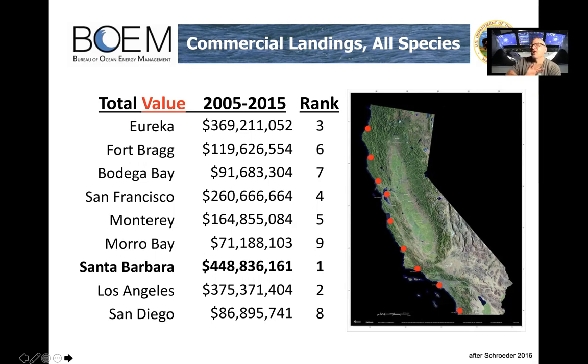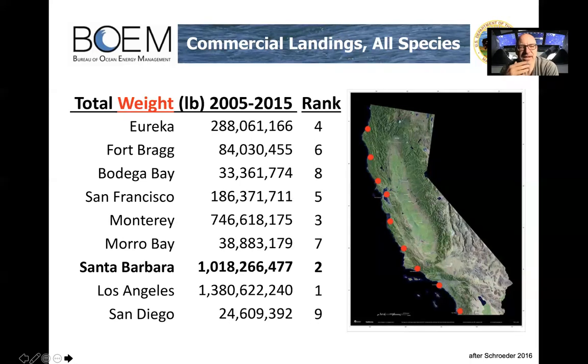I should just note all of these numbers were much higher historically, right? But for the current landscape of fisheries management, Santa Barbara is one of the best places if you wanted to be a fisherman in California. It's still very tough to be a fisherman in California. I'm not trying to say it's great, but we pull in a lot of fish.